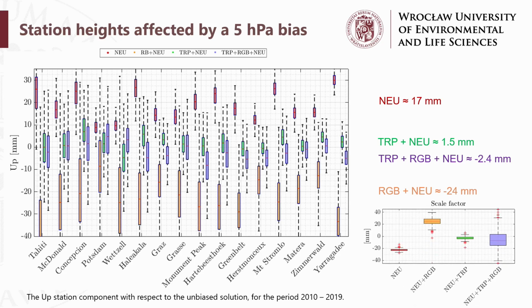And of course, these offsets have an impact on the scale of the reference frame. This is the situation when we do not estimate any additional parameters to account for the tropospheric bias. And here we have a situation when we try to estimate range biases. And we have values around 0 when the tropospheric biases are estimated.